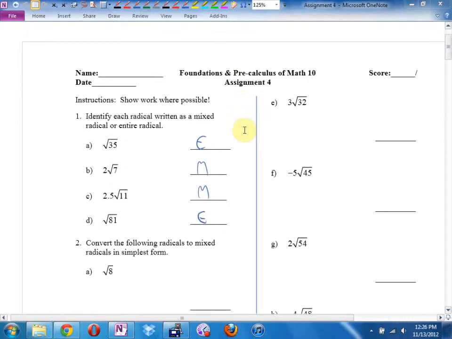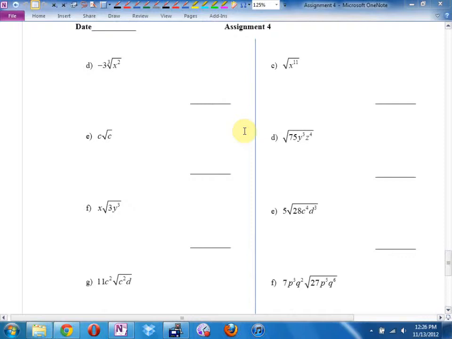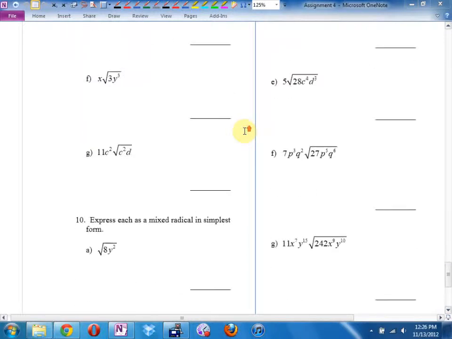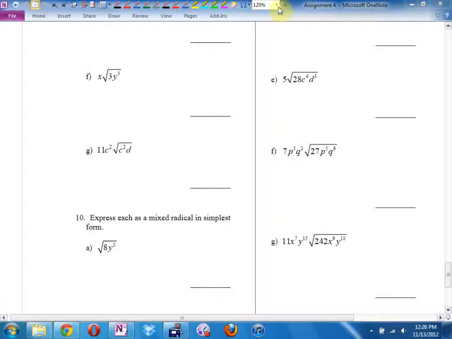So from assignment 4, questions from the homework. Answer keys are floating around, but I'll do a few of these. 10F and 10G. How about I do 10G, which will probably, well, no, I'll do 10F, and then I'll say that might get you started on 10G. Okay? This is nasty. First of all, it wants you to express it as a mixed radical in simplest form. All right.